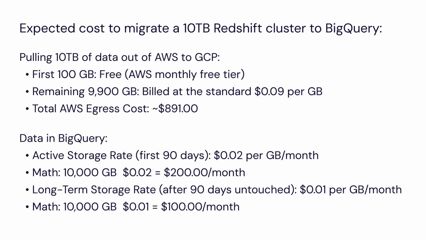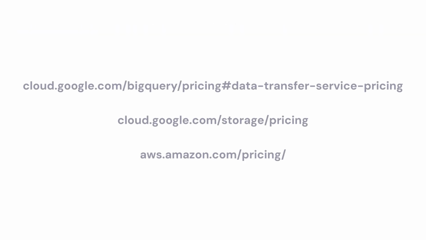Once that data is sitting in BigQuery, the active storage rate for the first 90 days is 2 cents per gigabyte per month. So 10,000 gigabytes times 2 cents equals $200 per month. The long-term storage rate after 90 days of no modifications is 1 cent per gigabyte per month. So 10,000 gigabytes times 1 cent equals $100 per month. Both AWS and Google Cloud publish their detailed pricing directly online, so you can calculate your exact scenarios. For this tutorial, we will migrate a small test database, staying entirely within the free limits.